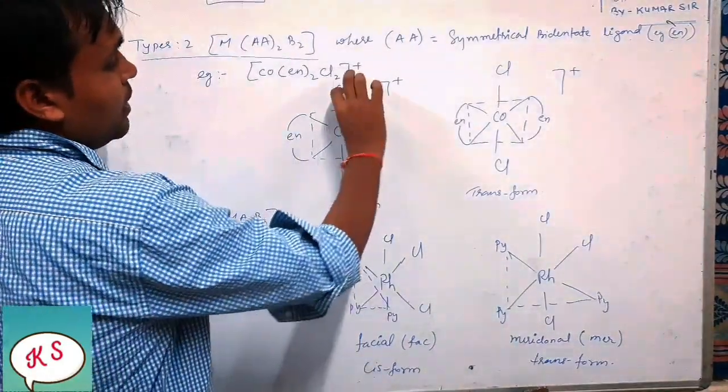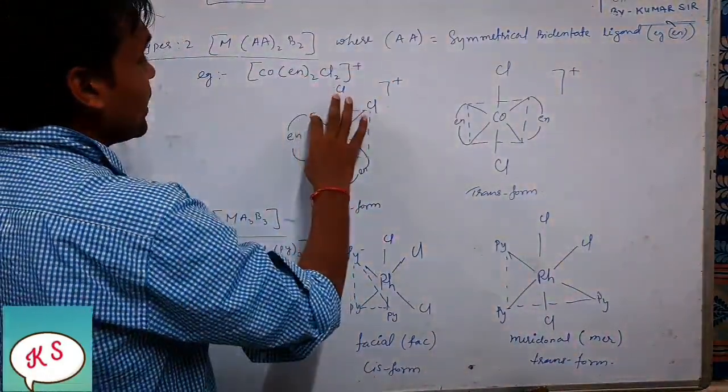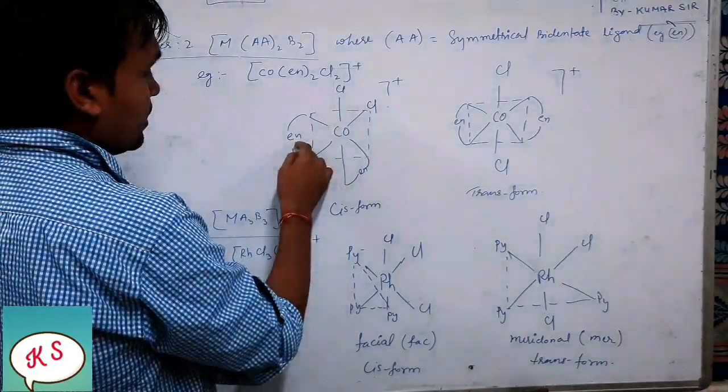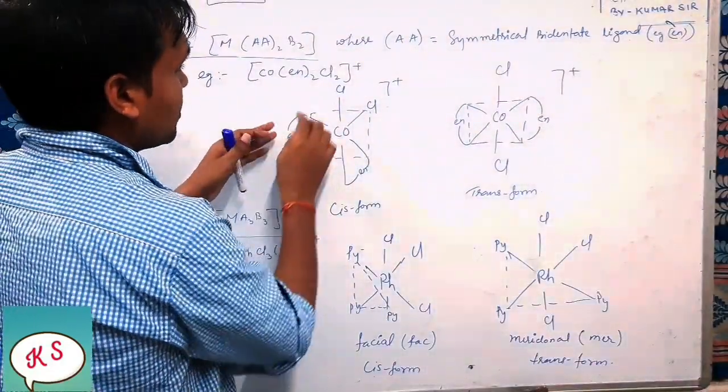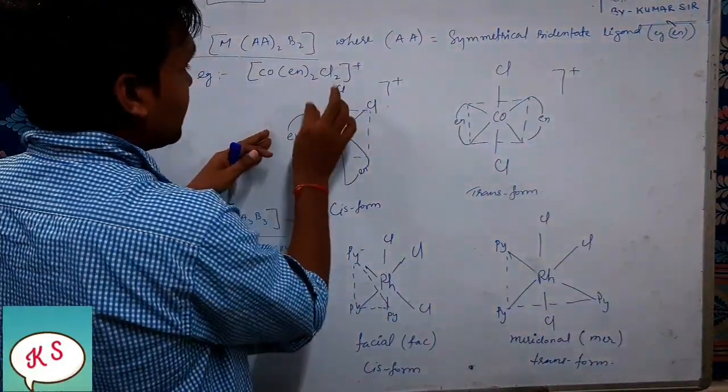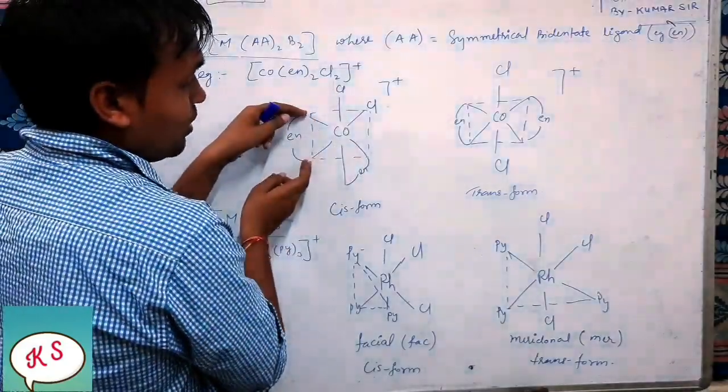So Cl, they are adjacent to each other. Now en we will be drawing here like this. En, why are we drawing like this? Because en is a bidentate. One en will be occupying 2 positions.